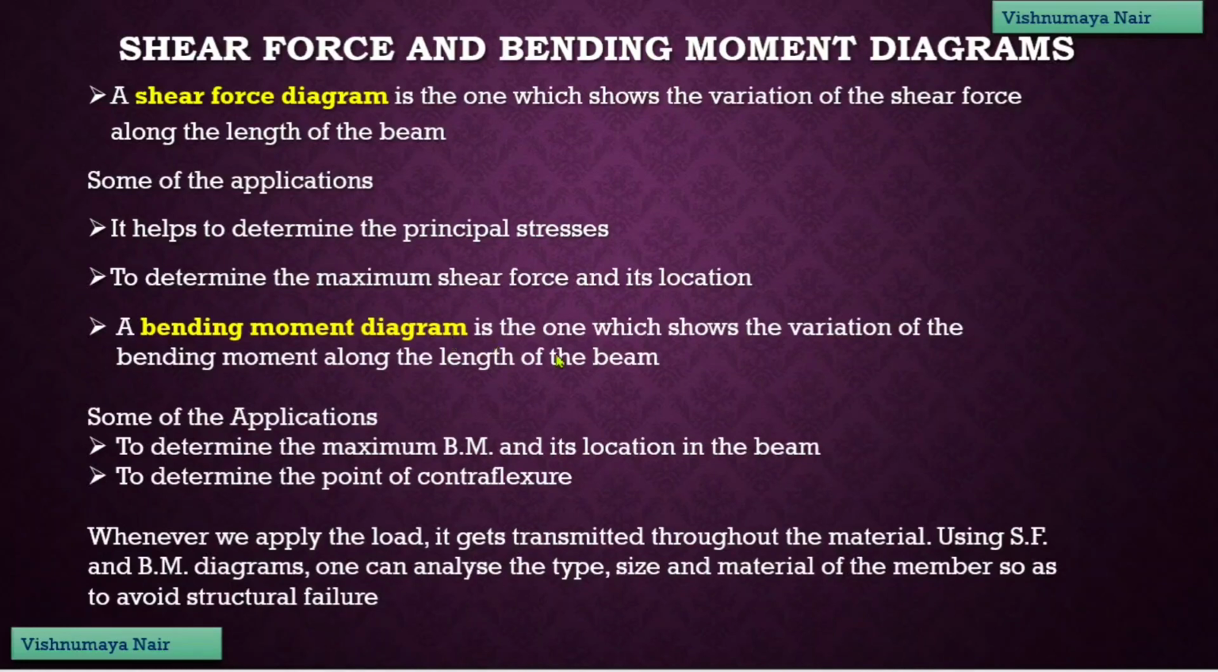And a bending moment diagram is the one which shows the variation of bending moment along the length of the beam. And some of its applications are, it helps to determine the maximum bending moment and its location in the beam. It helps to locate the point of contraflexure. That is, the point of contraflexure is the point where the bending moment changes its sign. So, I'll explain all these things in the upcoming videos.